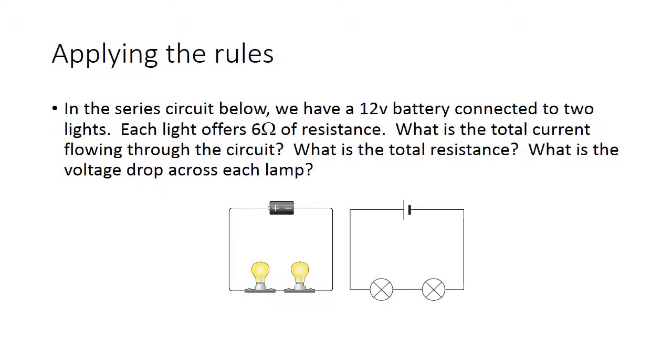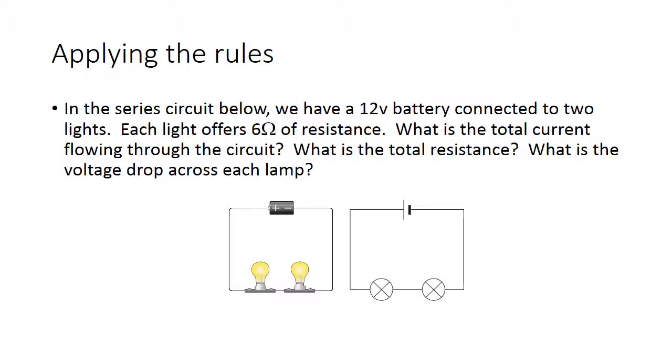Here we have a series circuit. It's got a battery as a power source, and these two light bulbs are our loads, and they're wired in series. So what we know about this circuit is that the light bulbs are connected to a 12-volt battery. We also have an ohm meter, so we know that each light bulb, let's say we measured, or maybe it even says on the package, offers 6 ohms of resistance.